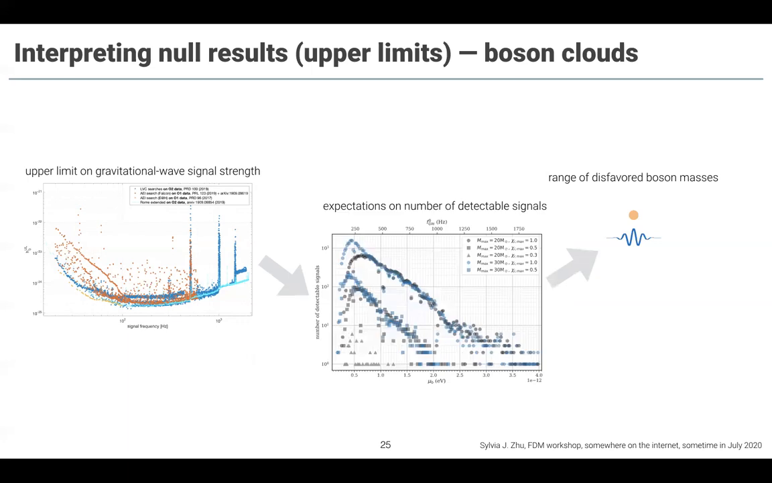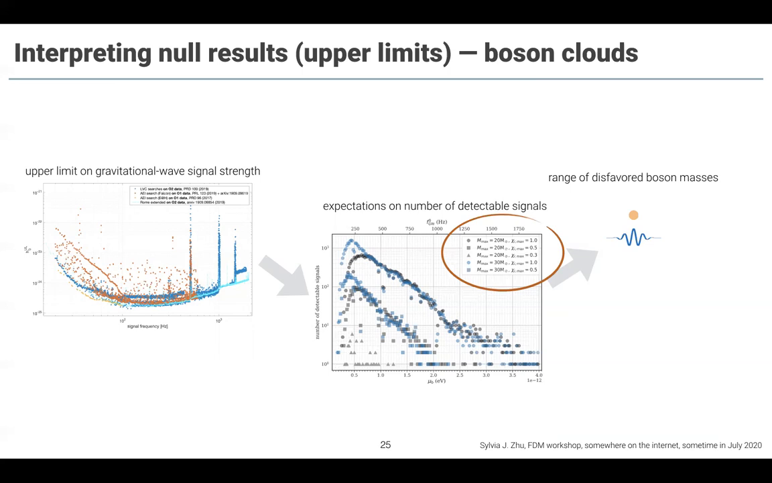So the stepping stone we need in the middle then is some sort of expectation on the number of detectable signals. And this is what we've done here. We've predicted the number of detectable signals. Keep in mind that we've only done this for 5 different black hole populations, and you might not believe us when we say these are plausible black hole populations in the galaxy. And this is sort of where our paper ends.